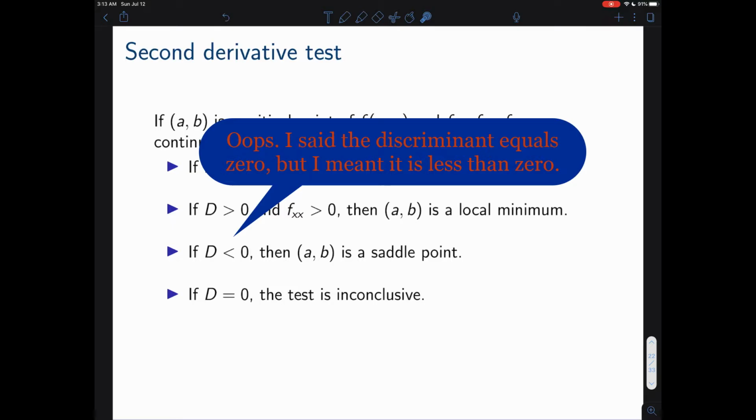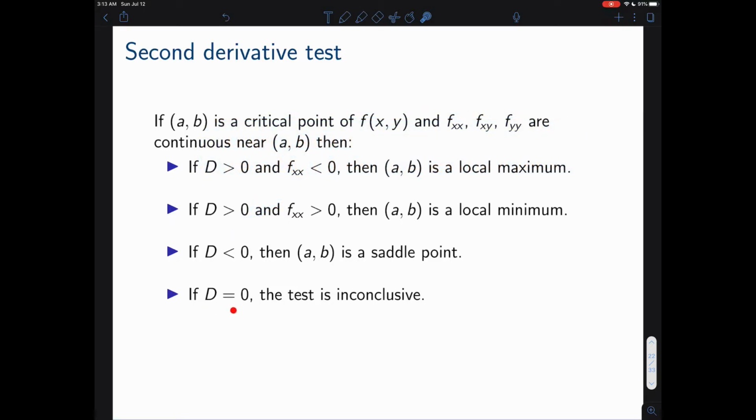But I guess that wasn't final. What's really final is if the discriminant is 0, the test is inconclusive, and you just can't tell if it's a maximum or minimum based on the second derivative test. And you have to look at something else, such as a contour plot, perhaps.